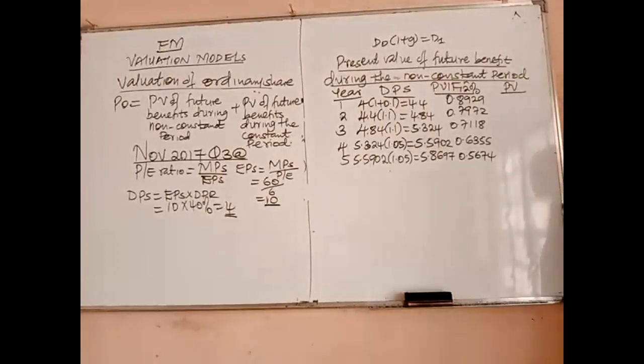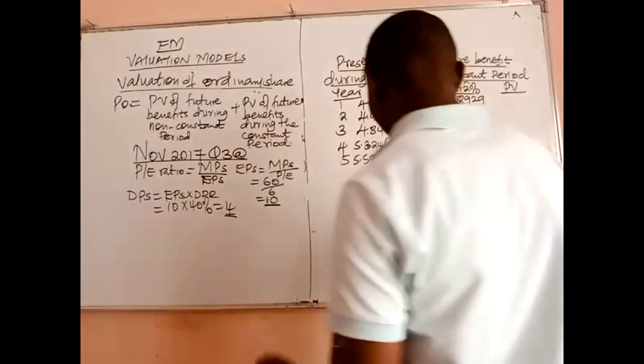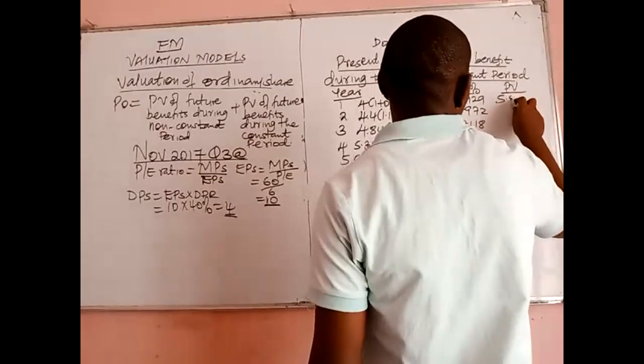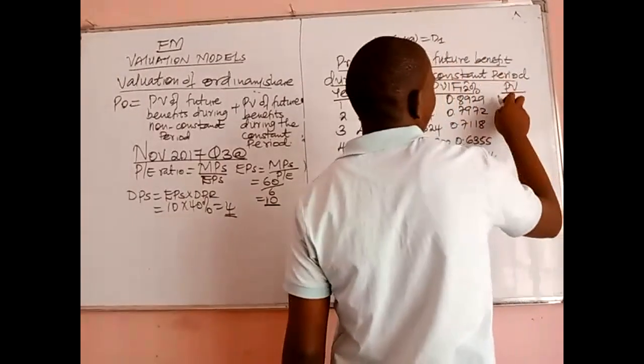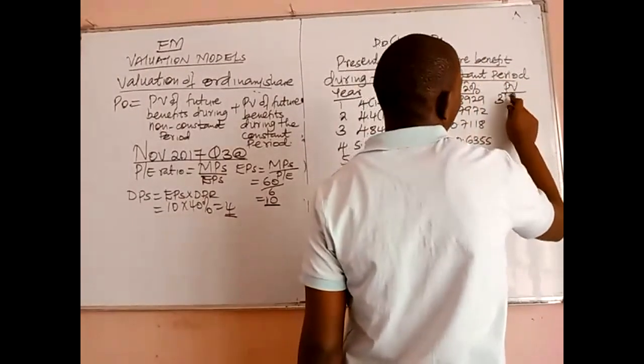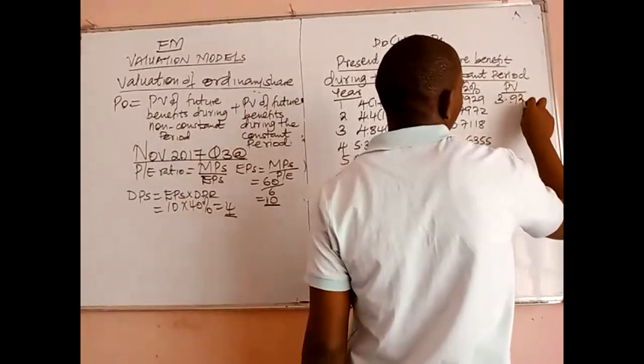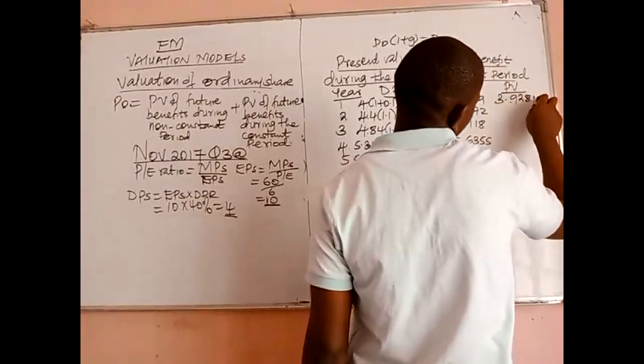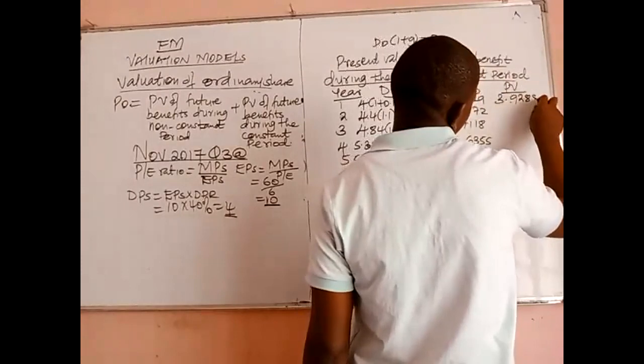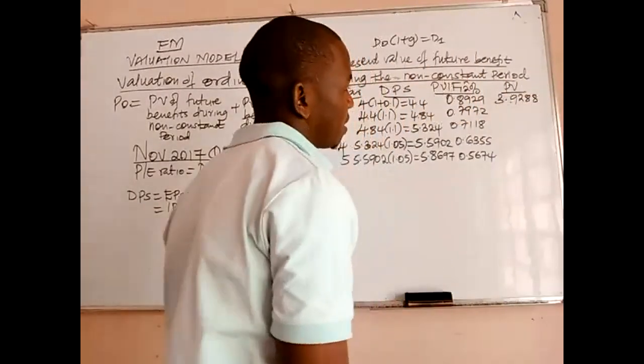You have seen the values on the table. So now multiply there. We are getting the first one, 5.9, 3.9, 92876.